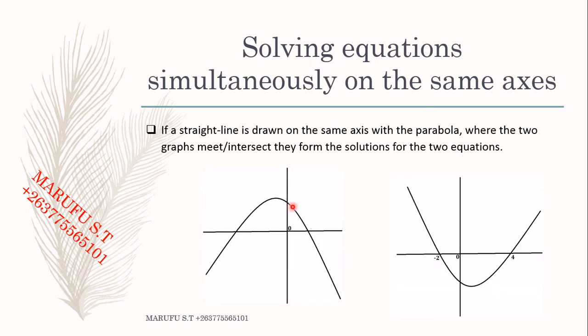If you can see, I've got two graphs here, and maybe I draw this line. Here, where they are meeting, circled in blue, they form the solution for the quadratic curve and for the linear equation. So those are the solutions.